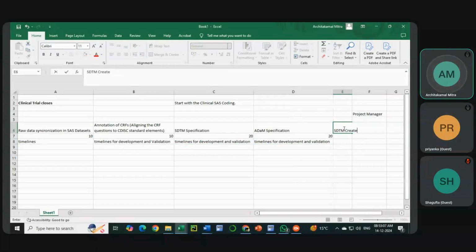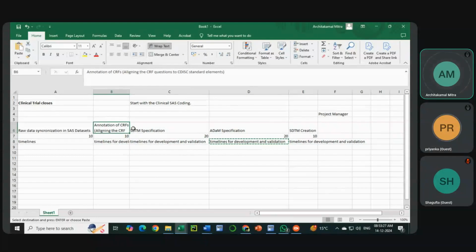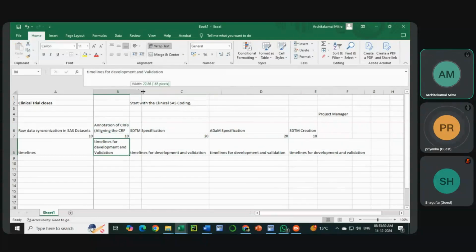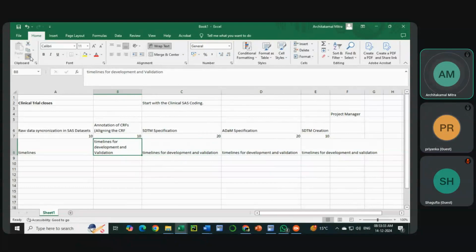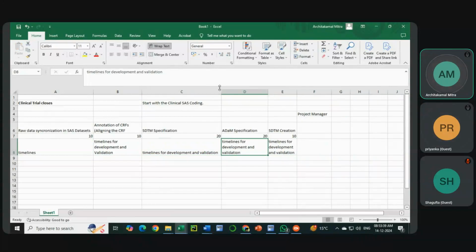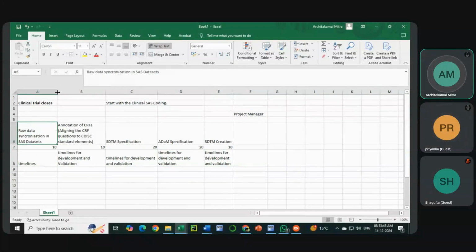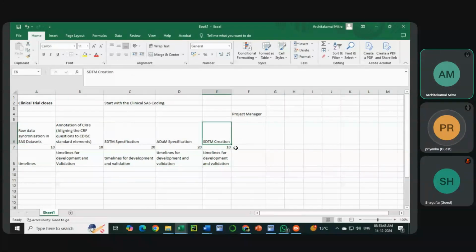Now we have SDTM creation. Now we create the SAS datasets for SDTM standardization. Fine. So for that, suppose we have 10 people assigned. Again, timelines for development and validation. Same. Let me wrap this text a bit. Okay. SDTM creation, 10 people, timelines for development.